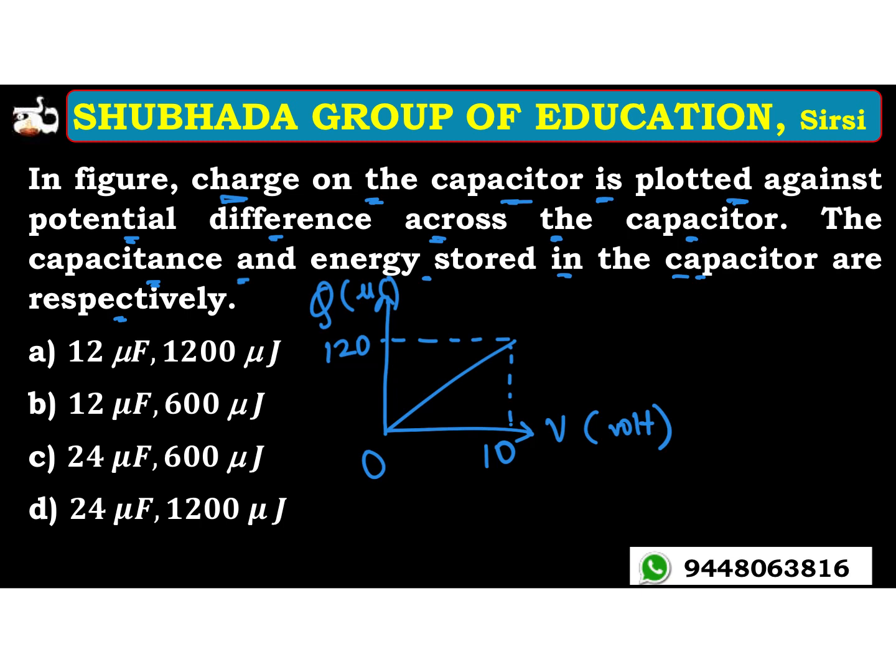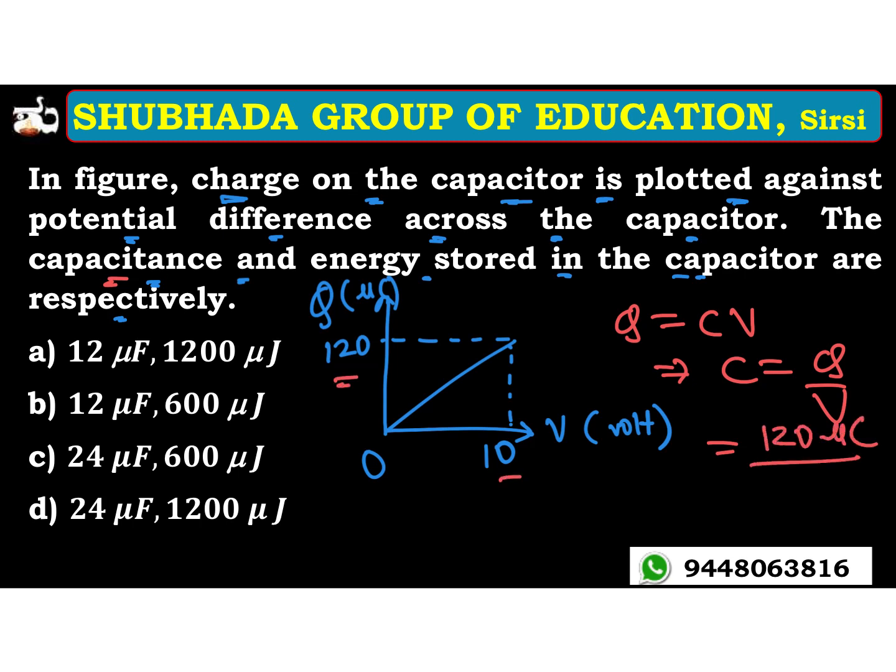Let me change the color of the pen here. You know that charge Q is equal to C into V. They are expecting the value for the capacitance, so C is equal to Q divided by V. The value for Q is 120 microcoulomb and the voltage is 10 volt. So it should be equal to 12 microcoulomb per volt, which is farad. So it is 12 microfarad as the capacitance.